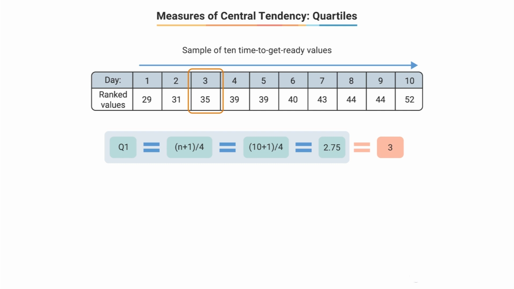We interpret the first quartile of 35 to mean that on 25% of the days, the time to get ready is less than or equal to 35 minutes, while on 75% of the days, the time to get ready is greater than or equal to 35 minutes.